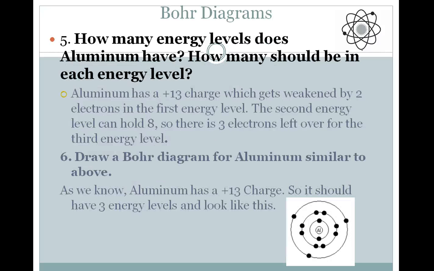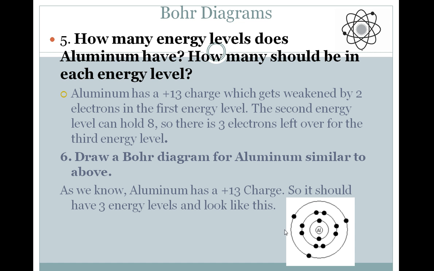Continuing with our critical thinking, number 5 says, how many energy levels does aluminum have? How many electrons should be in each energy level? As you can see, aluminum has a +13 charge, which gets weakened by 2 electrons in the first energy level. The second energy level can hold 8, so there are 3 electrons left over for the third energy level. Let's look at the diagram.